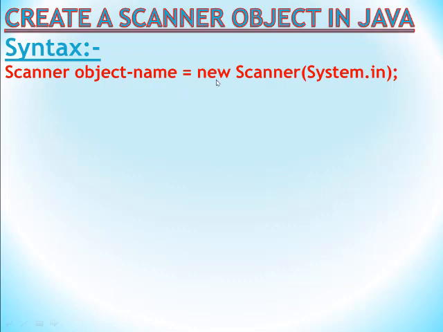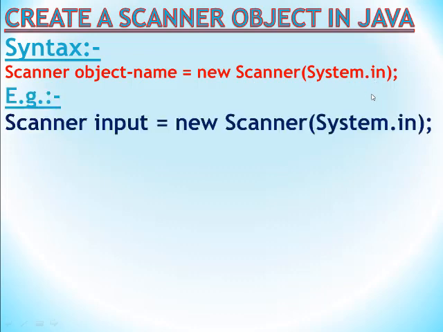New is the keyword which is used to define an object, Scanner is the class, and then System.in is the argument. Example, if we write Scanner input is equal to new Scanner(System.in). Now input is the name of the object, Scanner here is the name of the class. So first you write the class name followed by any name that you have selected as object name, is equal to new. This is a keyword, you will write it as it is, Scanner(System.in). This part will be written as it is.